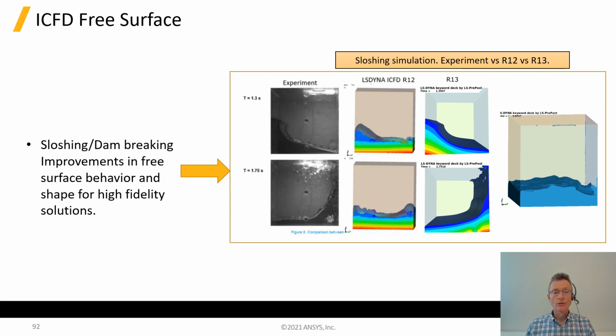In this example of sloshing water in a tank, we see the animation on the right here. On the left are a couple of still photos from different times in the experiment, and you can see the free surface shape at those times. In the middle here is the R12 simulation, and on the right the R13 simulation at those same times. And you'll see there's a much better fidelity of capturing the shape of the wave in R13.